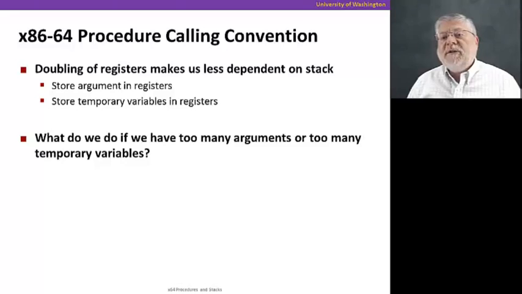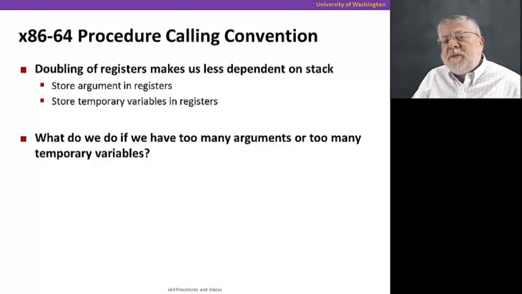So we're going to store arguments in registers, and we're going to store temporary variables in registers. Of course, we could always run out of registers, and we'll fall back to the way we did things in the 32-bit architectures we've just seen. But for the most part, we're going to try to make use of those registers as best we can and avoid the use of memory.